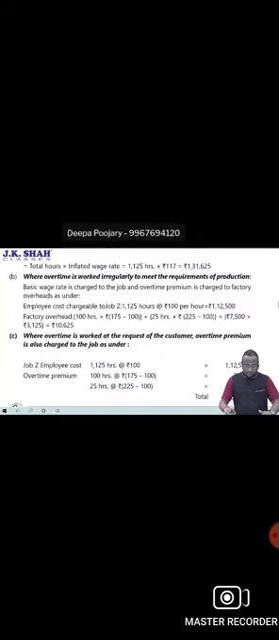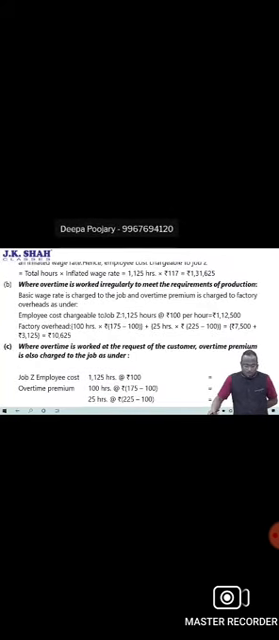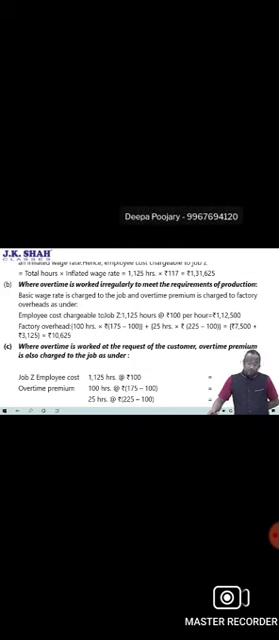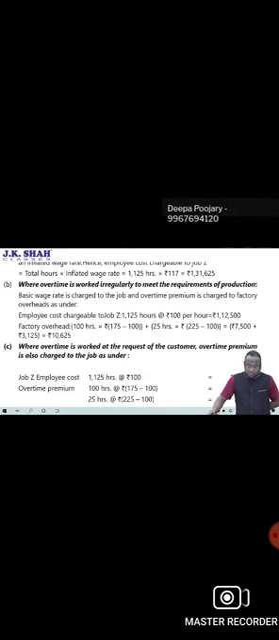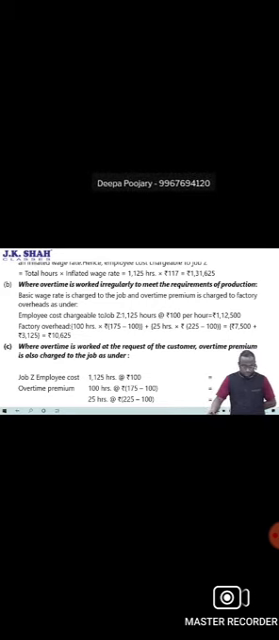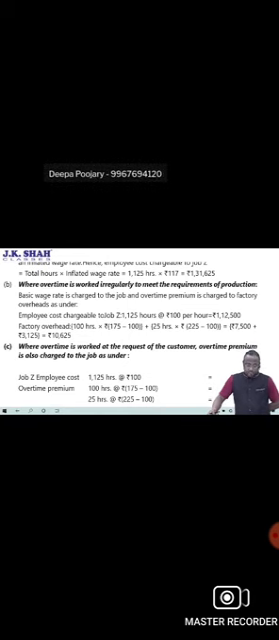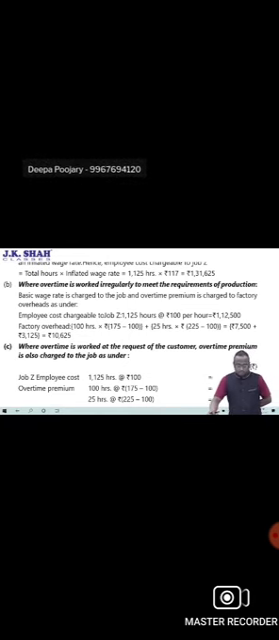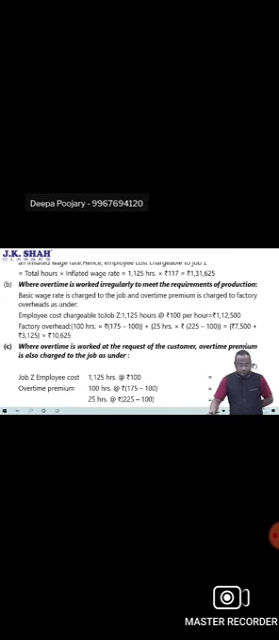But in the second one, where overtime is worked irregularly, read the part. Basic wage rate is charged to the job and overtime premium is charged to the factory overheads. So 1125 into 100 base rate is labor cost, and overheads will be 75 into 100 hours and 125 into 25 hours. I'll explain it to you here.